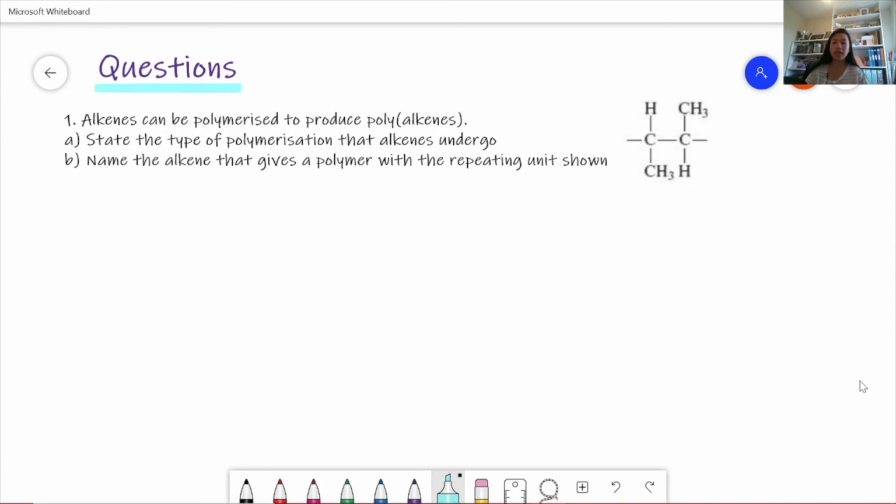So for question 1, alkenes can be polymerized to produce polyalkenes. For A, state the type of polymerization that alkenes undergo. So the polymerization that we've learned about is addition. And this is when we add up loads and loads of alkenes to make a very long chain molecule called a polymer. So we call them polyalkenes.